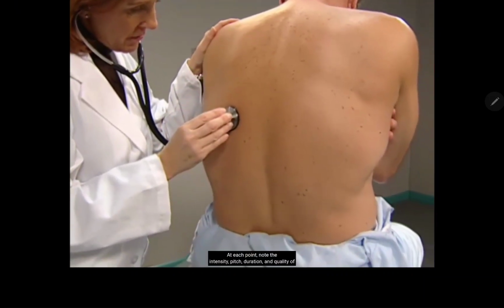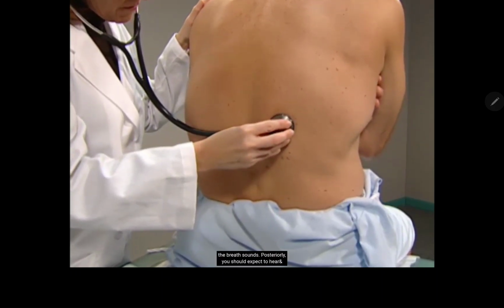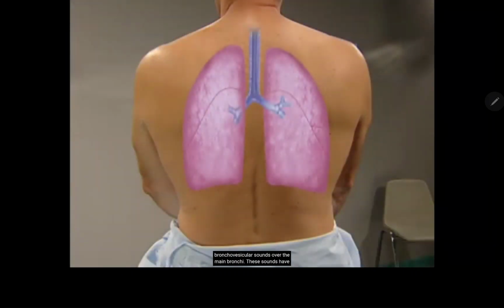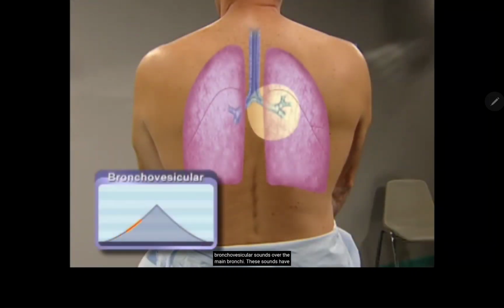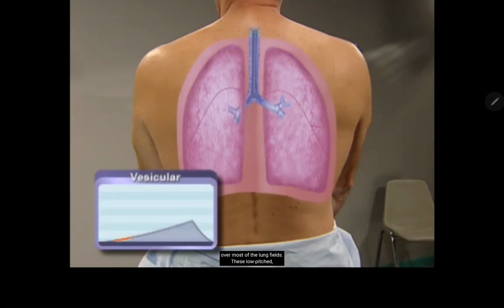At each point, note the intensity, pitch, duration, and quality of the breath sounds. Posteriorly, you should expect to hear bronchovesicular sounds over the main bronchi. These sounds have a moderate pitch and intensity. They're heard equally as long on inspiration and expiration. You should hear vesicular sounds over most of the lung fields. These low-pitched, soft-intensity sounds are heard longer on inspiration than on expiration.